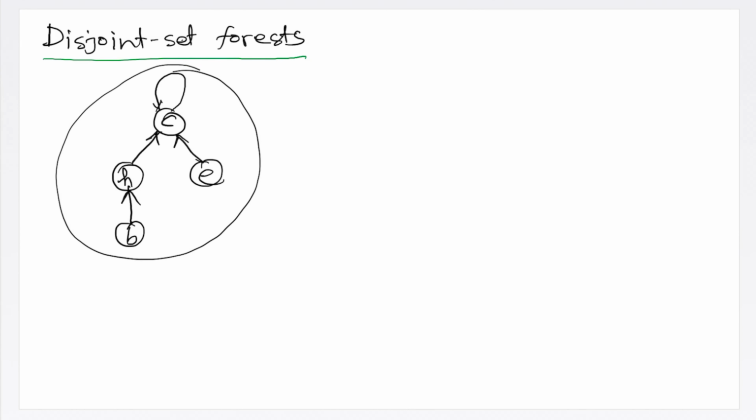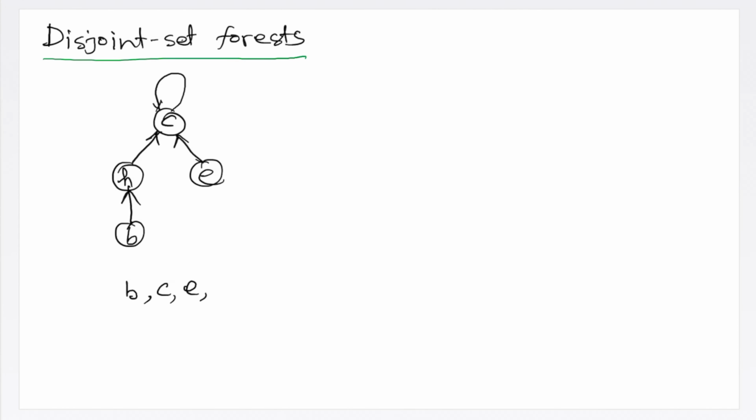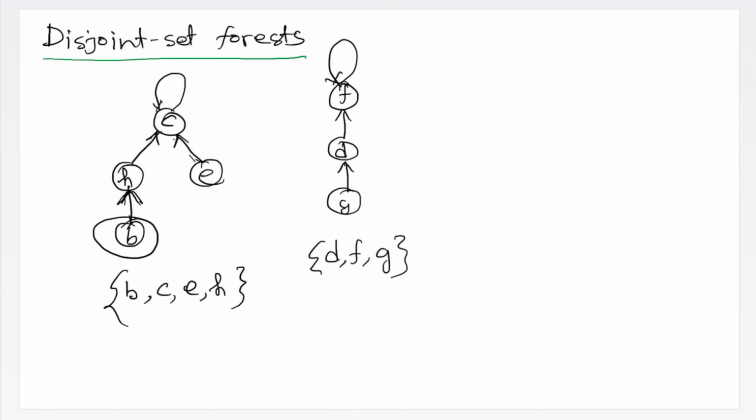This particular tree represents the set B, C, E, and H. Similar to this one, another set can be D, F, G, which can be drawn this way. The representative is always the root of a tree, and the representative points to itself. In these trees, each node points to its parent. As a result, it becomes easy to find the representative.